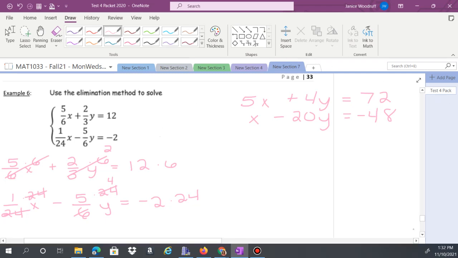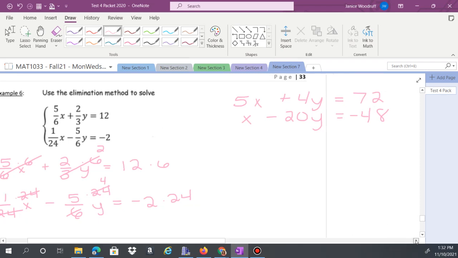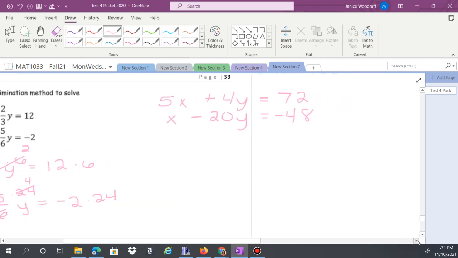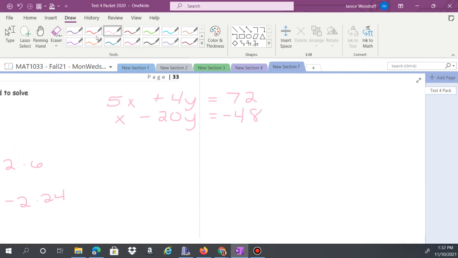All right, I'll pick. Let's do the x's since we did the y's last time. All right, so I need these 5's to be the same number, which means I need to multiply the second equation by what? Good, negative 5, because I want them to end up eliminated.